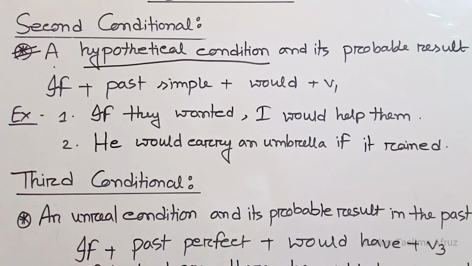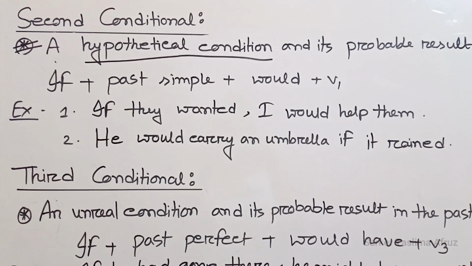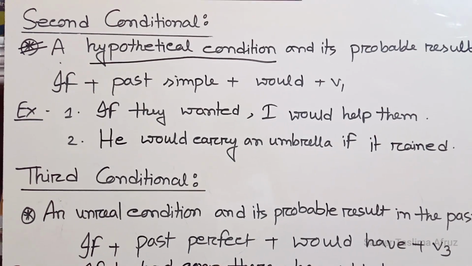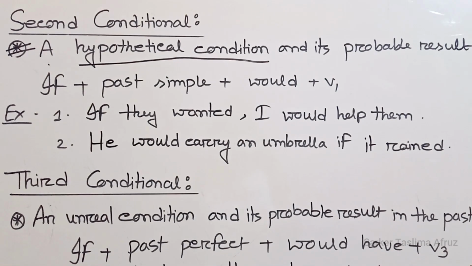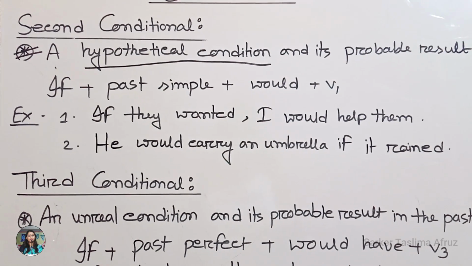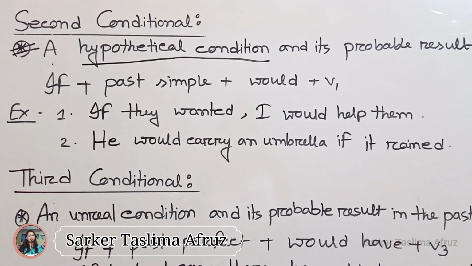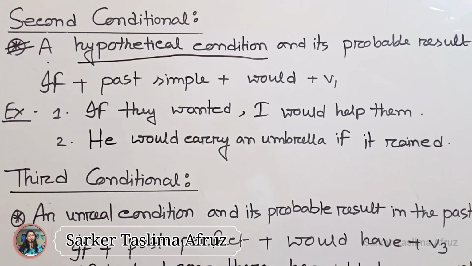Here are some examples for you. I will discuss them later. But now I want to say these sentences are not based on fact. This type of conditional is used to refer to a hypothetical condition. Once again, I emphasize these things: a hypothetical situation and its probable result.